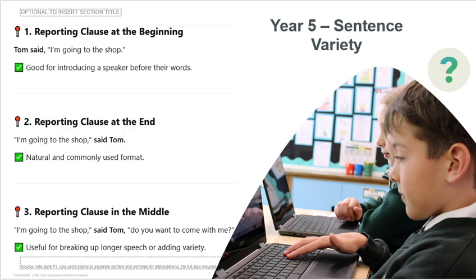You will also see in this example that a capital letter is not used in the second section of the speech, "do you want to come with me?" This is because it is a continuation of speech by Tom. Inverted commas are always used at the start and the end of spoken words to show when speech begins and ends.